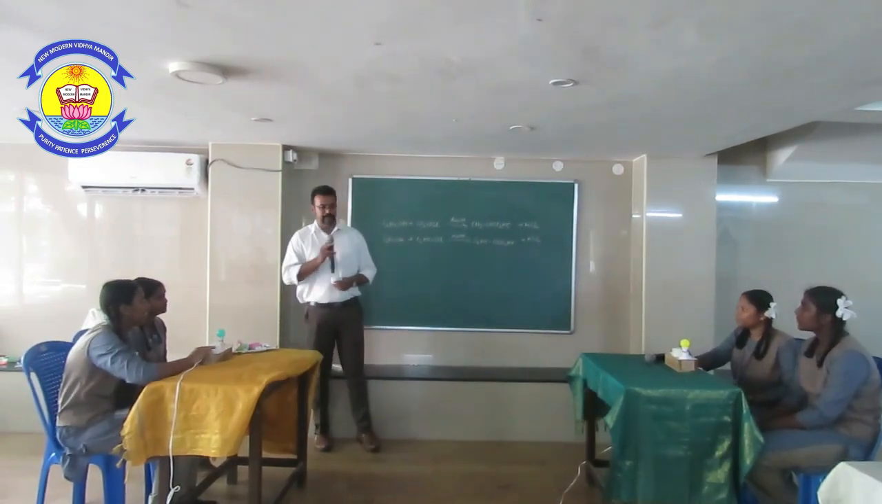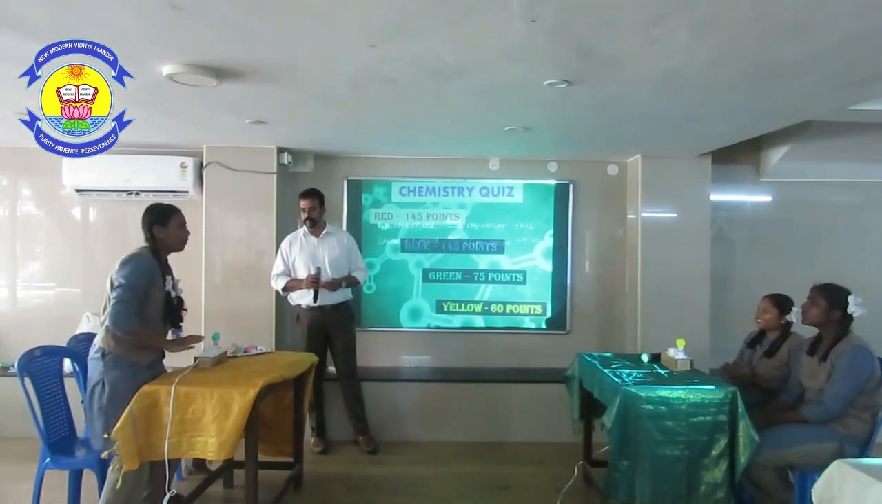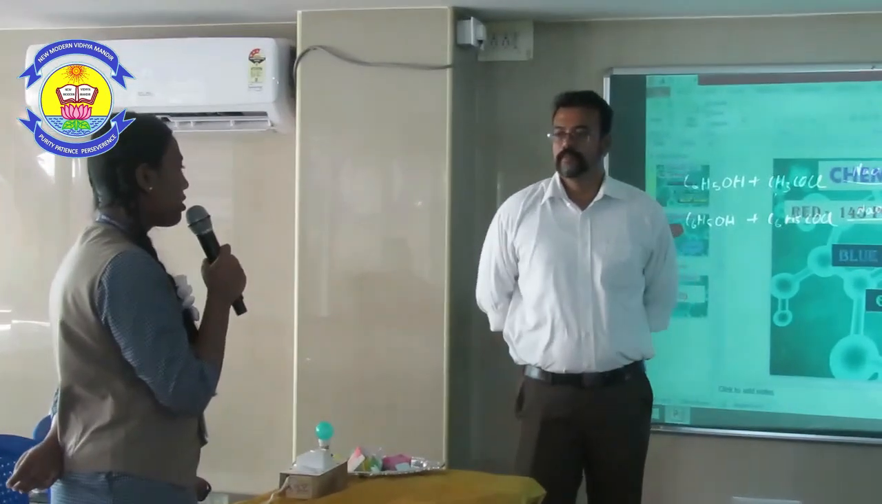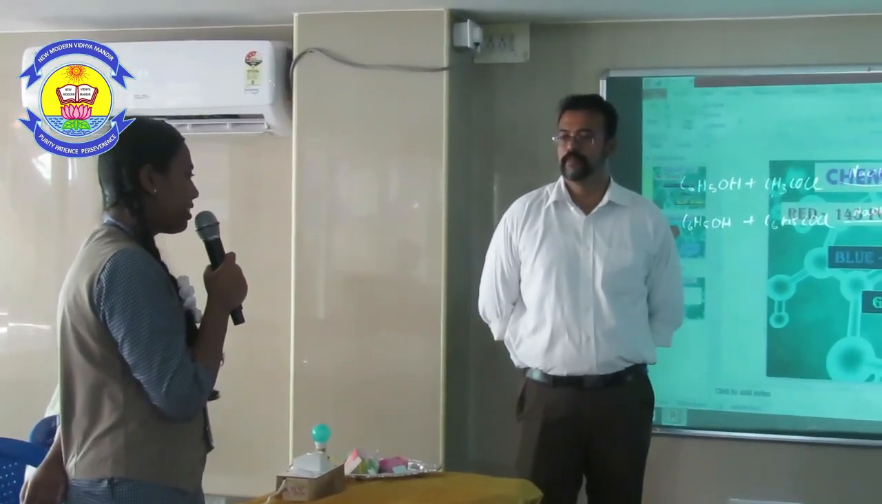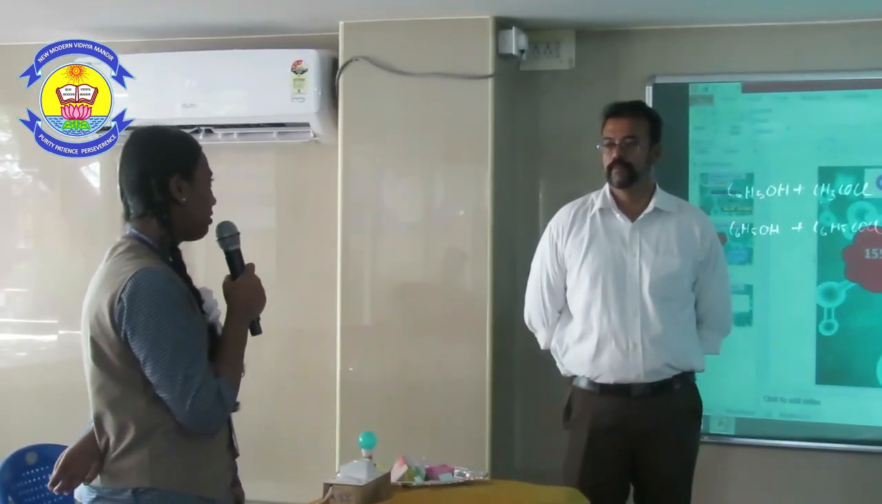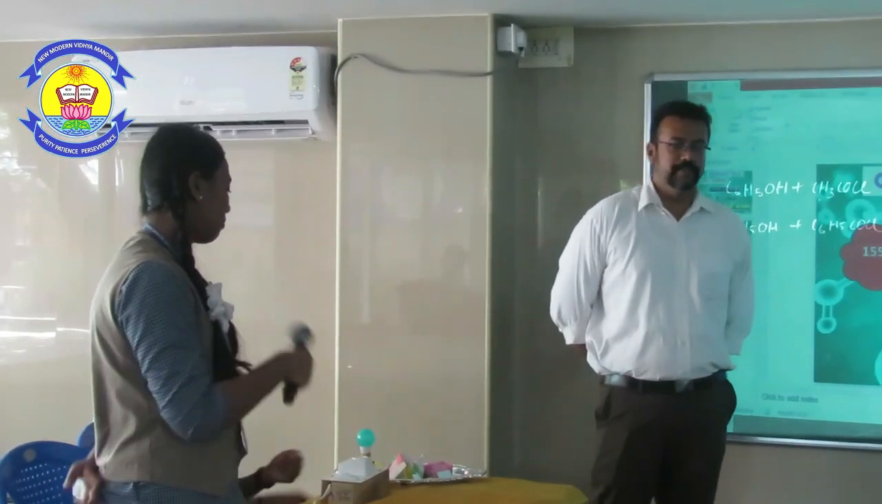Frenkel defect. Frenkel defect arises due to the dislocation of ions from the crystal lattice. Cations and anions differ in size. Example: AgBr. 10 points granted.